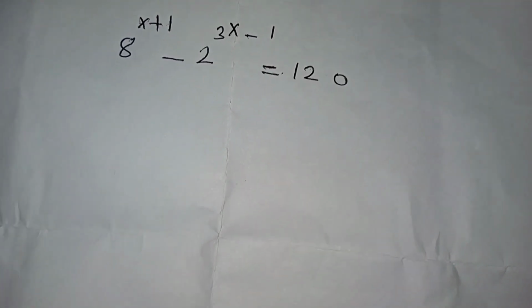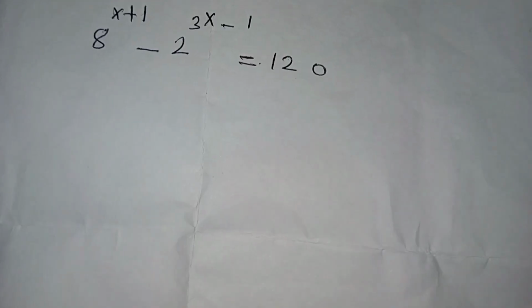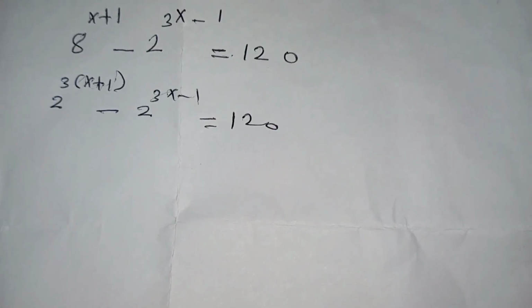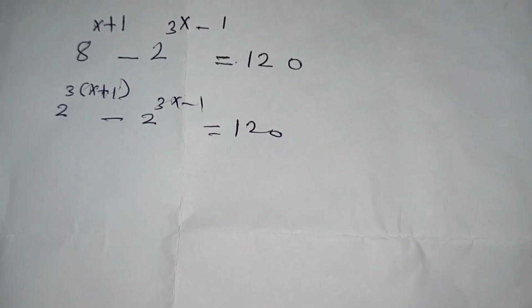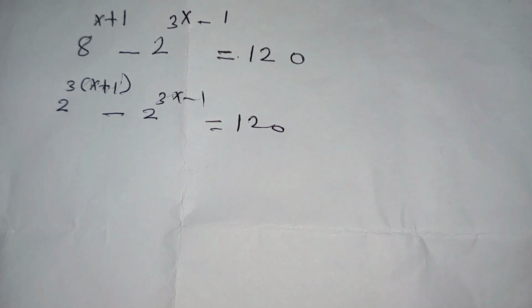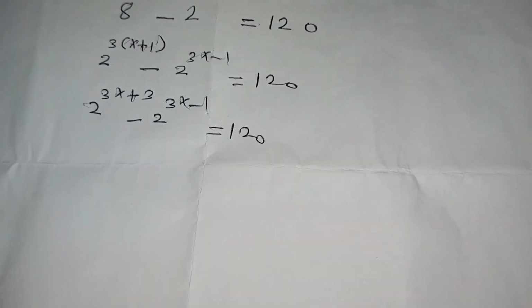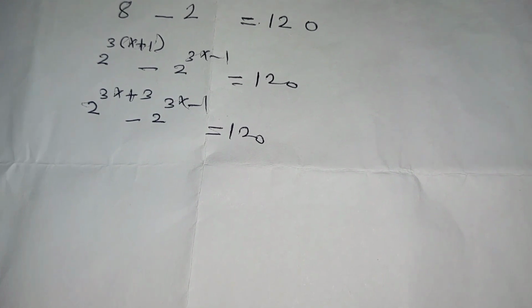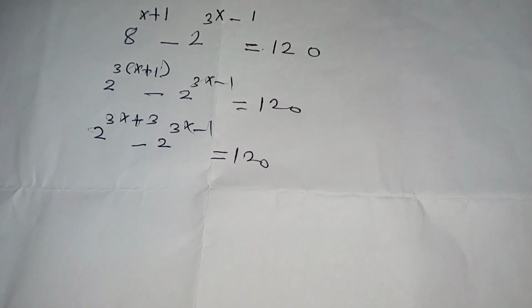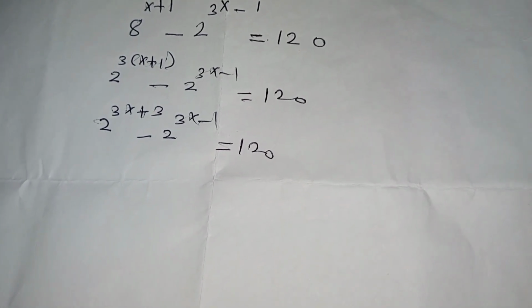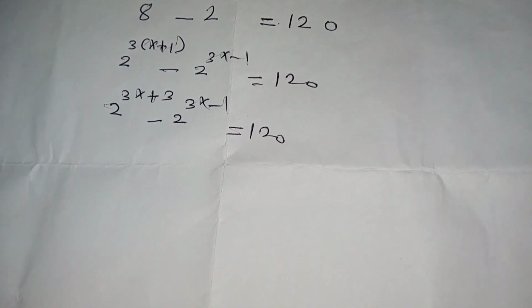You are required to obtain the value of x. So the first thing is we write 8 to base 2. 8 to base 2 is the same as 2 power 3. After writing 8 to base 2, then we remove the bracket on the index so that we obtain 2 power 3x plus 3 minus 2 power 3x minus 1 is equal to 120. Then we separate the index form.